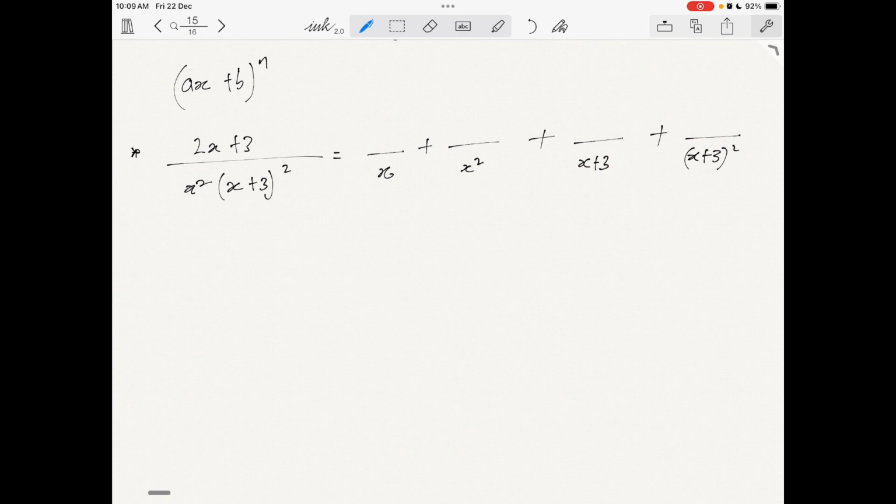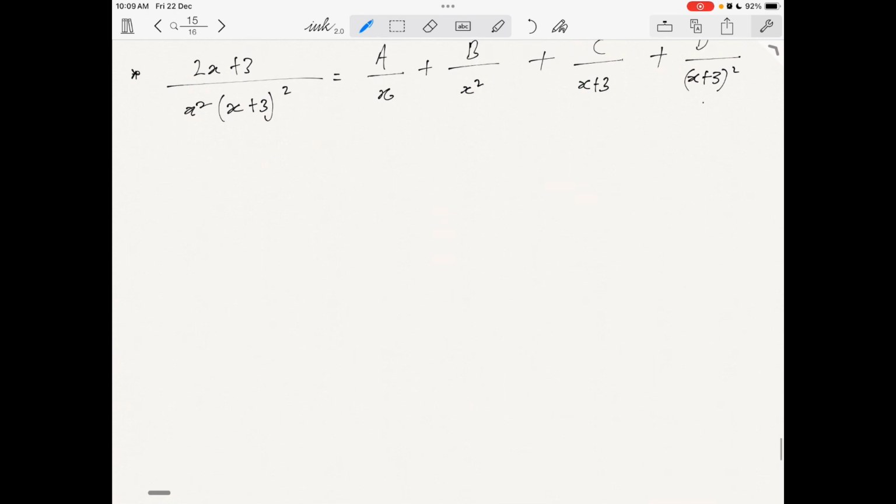Now, since they are linear factors and everything in the denominator is power 1, as we have seen, definitely at the numerator it will just be A, B, C, and D. Now, let's explain again with another example.